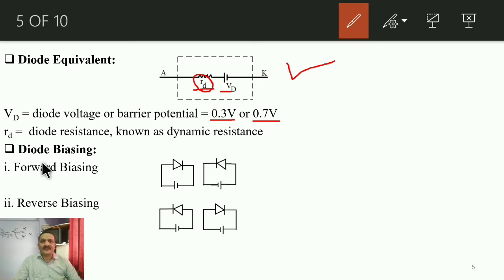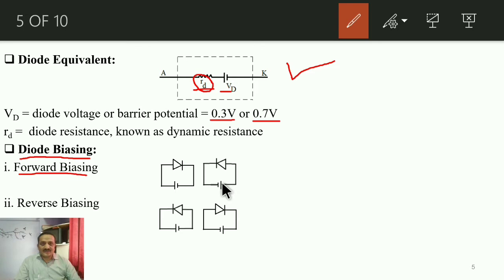Now the diode biasing. Biasing is how we connect that diode across the power supply. See, both diagrams over here are nothing but forward biasing. Forward biasing means the anode of that diode, the terminal connected to the p-type semiconductor, is known as the anode, and the n-type side is the cathode. If the p-type material is connected to the positive of the DC source and the n-type, that is the cathode, to the negative, then it is known as forward biasing. Okay, positive to p, negative to n.